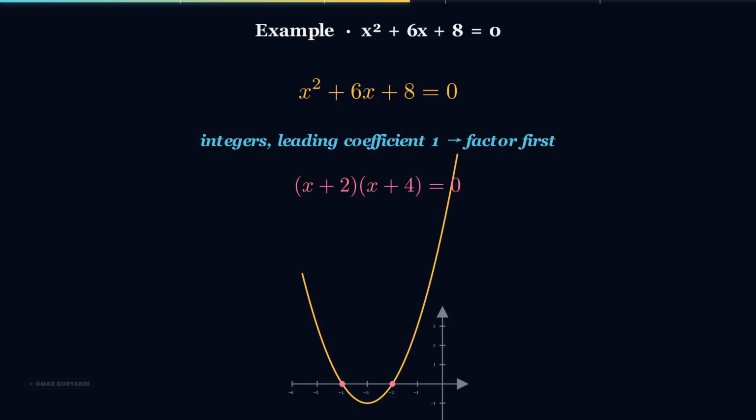Factor and apply the zero product property. The factored form is x plus 2 times x plus 4 equals 0. The 2 solutions are x equals -2 and x equals -4. Factoring was the fastest path because the integer pair existed.